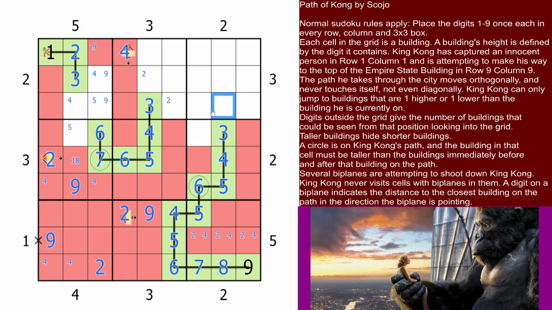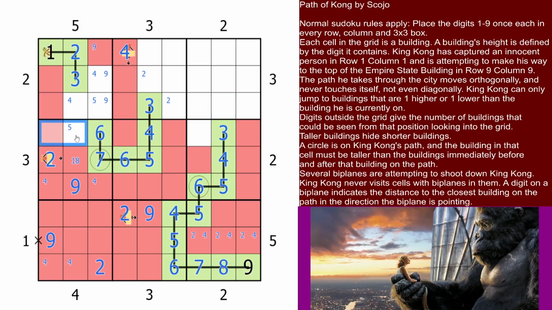Because it cannot again go here because it will touch the path. But 2 and 2 will be same. So path is not going here. Path is either going here or here. So one of these is 2. So 5 is now one of these.